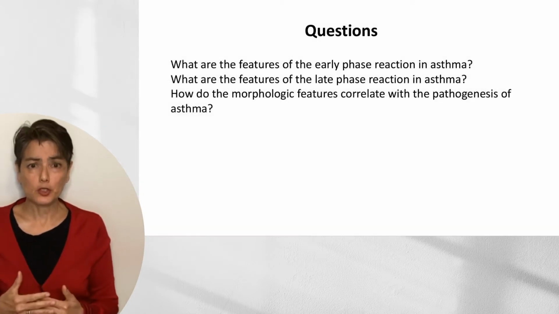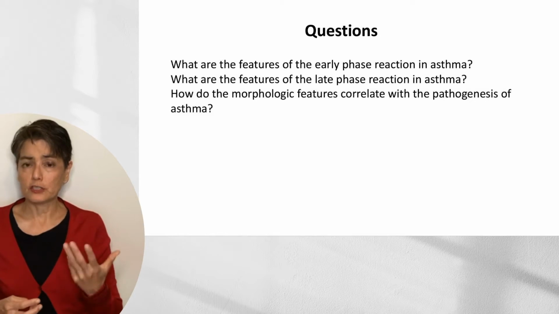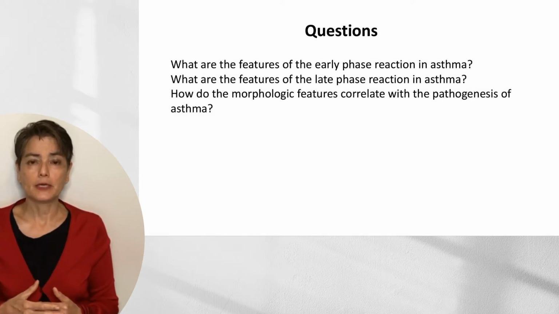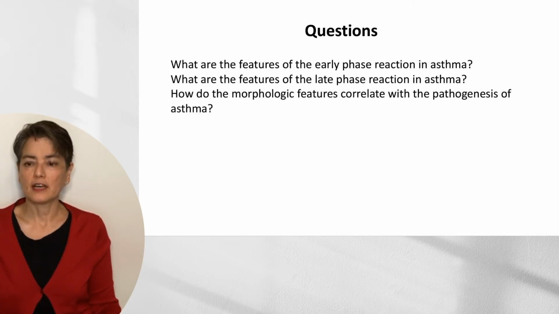I'm going to finish up as usual with some questions. What are the features of early phase reaction in asthma, and what are the features of the late phase reaction in asthma? And then finally, how do the morphologic features correlate with the pathogenesis of asthma?